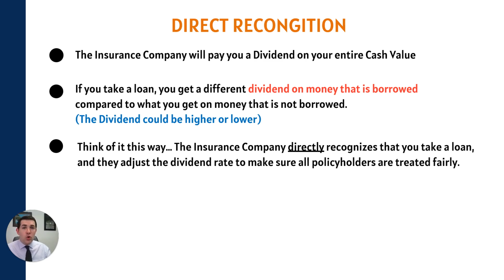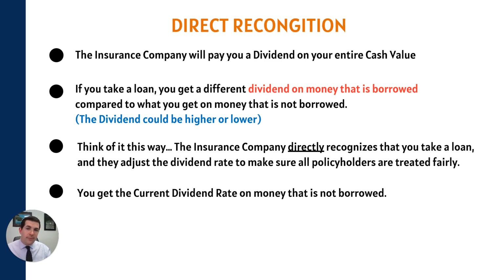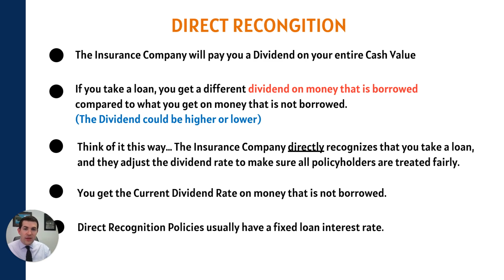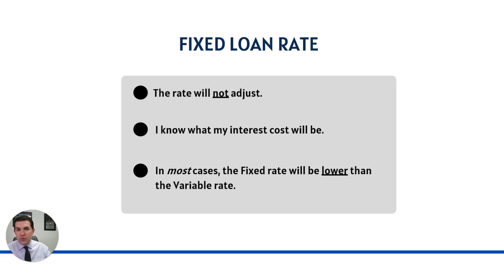Now, for money that you don't borrow, you get whatever the company's current dividend rate is. Regarding the loan interest rate, most direct recognition policies will have a fixed loan interest rate. With a fixed loan rate, the rate will not adjust. I know what my interest cost is going to be every year, and in most cases, especially right now, at the beginning of 2024, the fixed loan interest rate is lower than where we see variable rates.